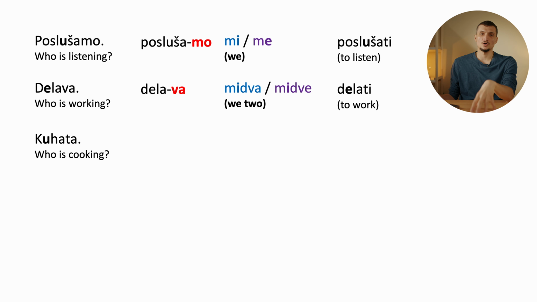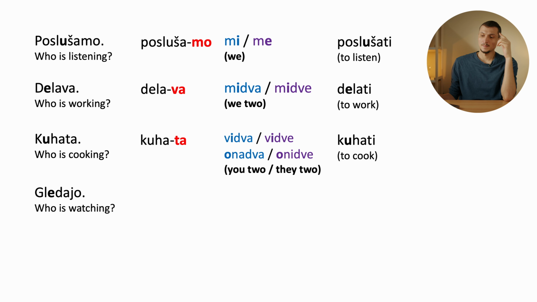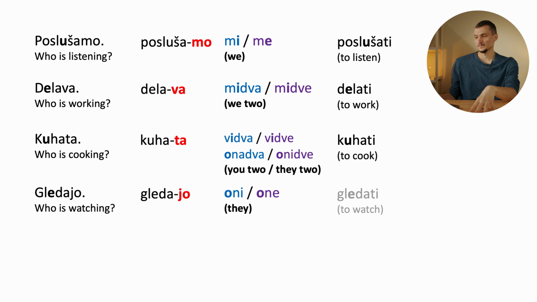Ta, we said, can always be either you two or they two, like the two of you or the two of them. So the ta one is always going to be the most complicated one, and there are no less than 4 pronouns in total just for ta. It can be vidva or vidve, you two, male, female, ona dva, oni dve. The two of them, male, female. That's kuhati. Gledajo, gledajo. It is they.